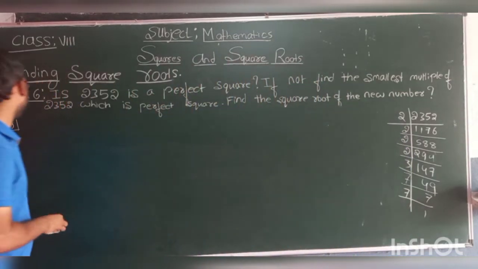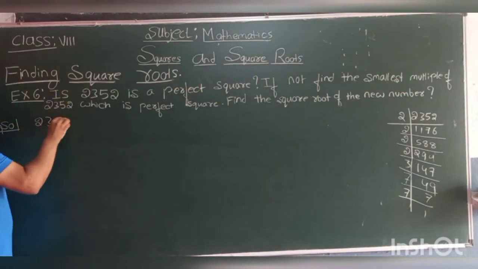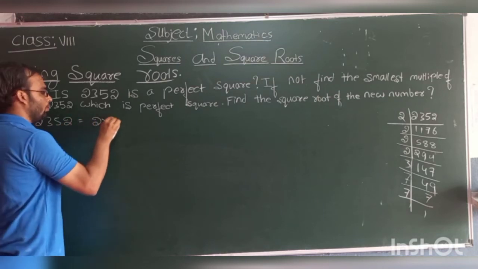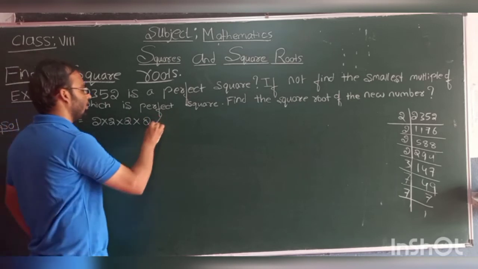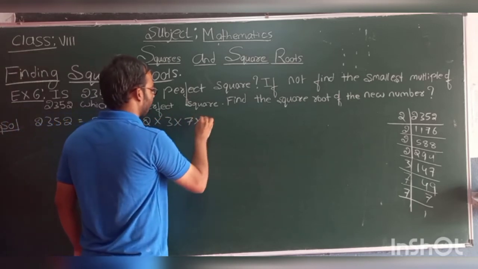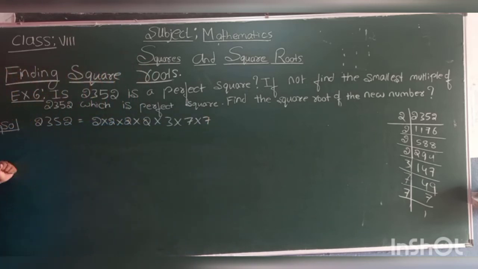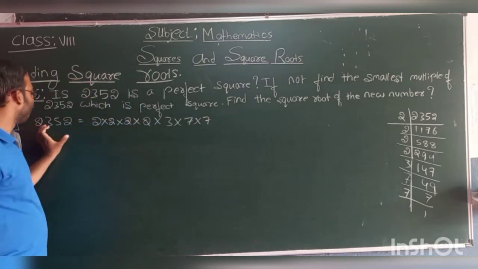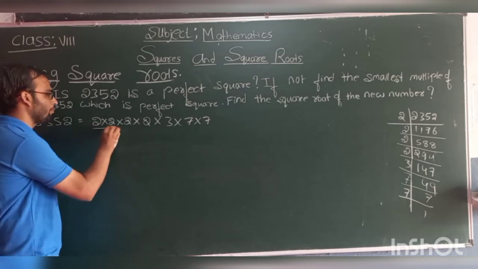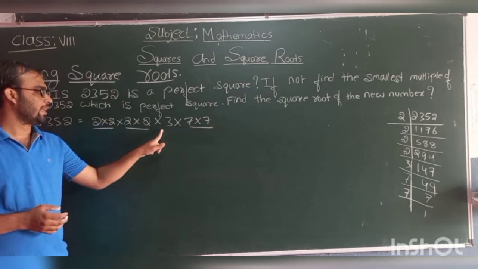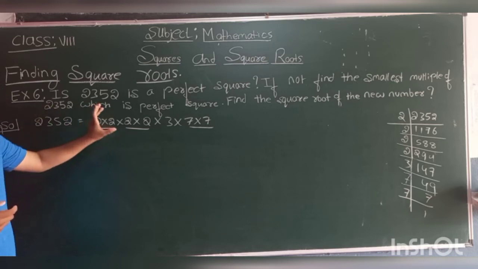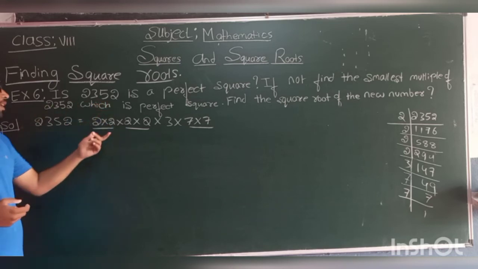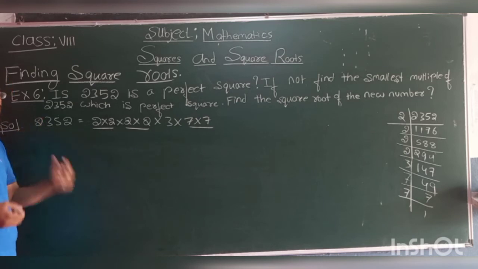So here we will write the factors. 2352 equals 2 into 2 into 2 into 2, 4 times, 3 one time, and 7 two times. So these are the prime factors of 2352. Now we'll start pairing. As 3 is not in a pair, we can conclude that this is not a perfect square. Why? Because each and every perfect square will have its prime factors in pairs. If they are not in pairs, we can conclude that it is not a perfect square.